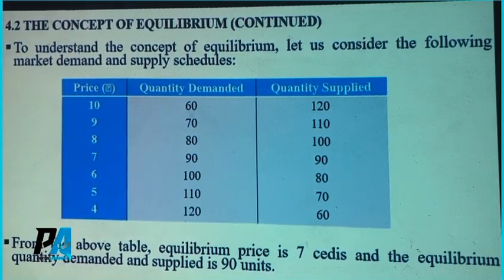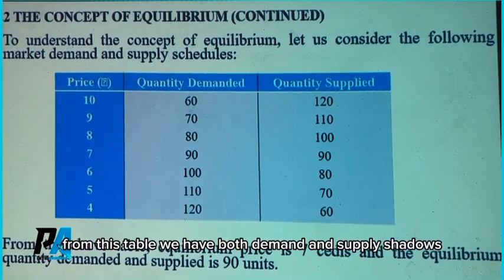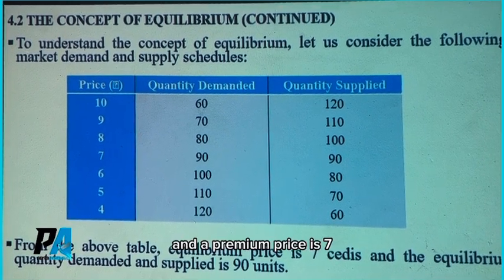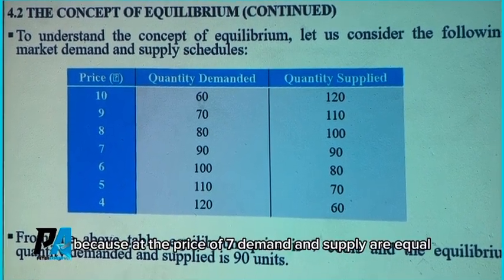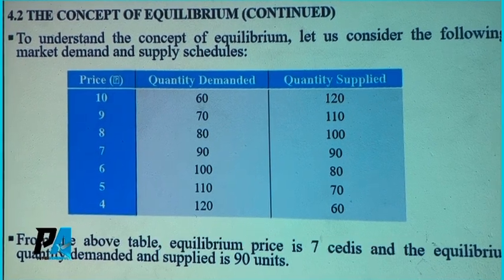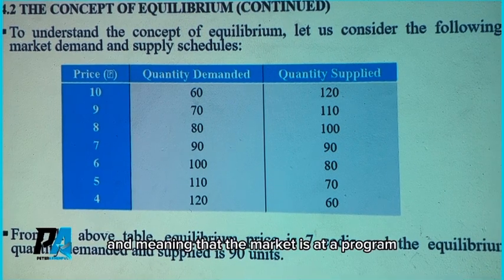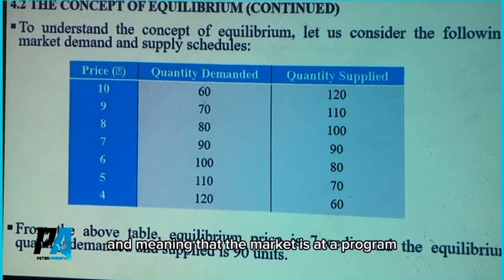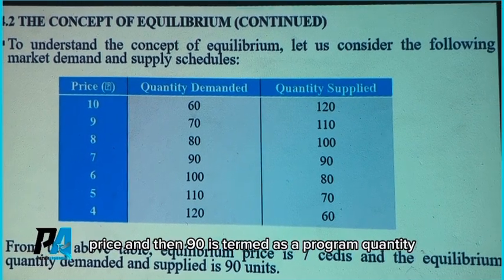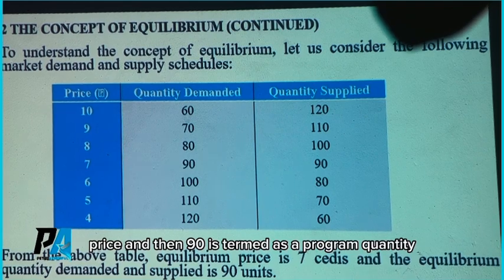From this table, we have both demand and supply schedules. The equilibrium price is 7 because at the price of 7, demand and supply are equal. At the price of 7, demand is 90 and supply is also 90, meaning that the market is at equilibrium when the price is 7. So 7 is the equilibrium price, and 90 is termed the equilibrium quantity.